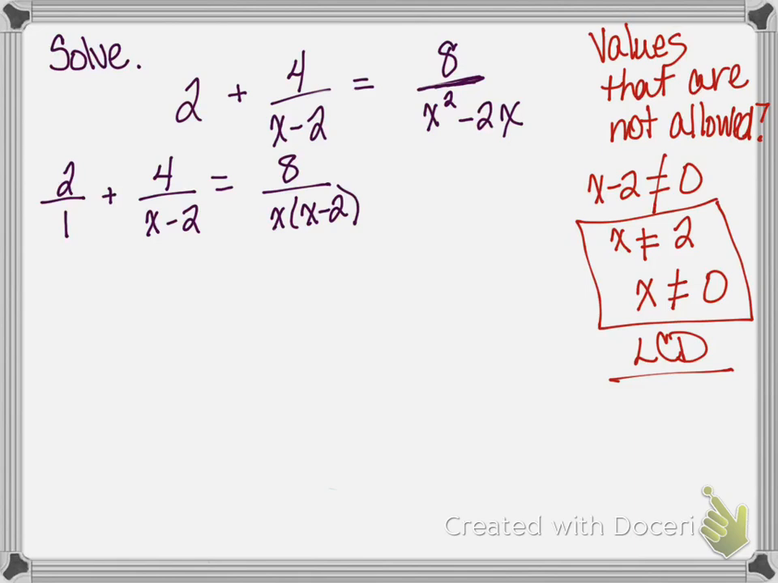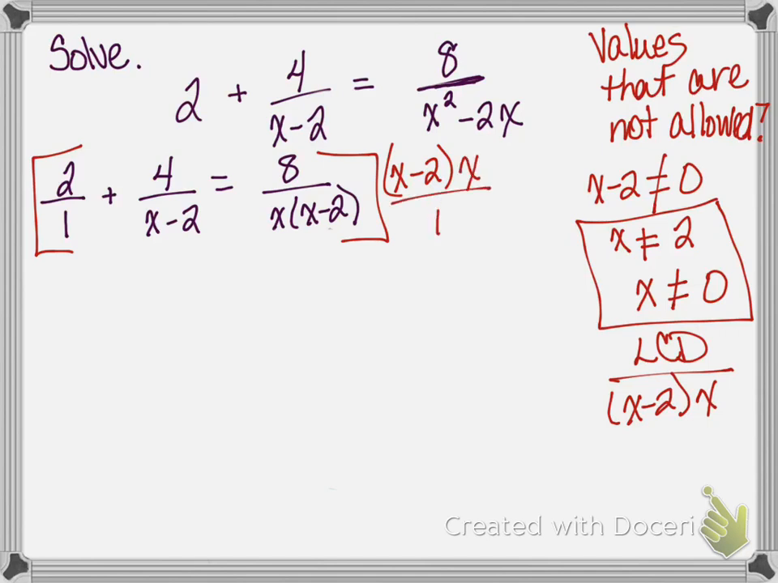The next thing that I want to do is find my LCD. In 2 over 1, do I need to write down the 1? I don't. Anything times 1 is itself. x minus 2 is going to be part of my LCD. I've already got the x minus 2 accounted for, so what do I need to write down for my third rational? The x. So now I'm going to multiply everything times my LCD, x minus 2 times x.